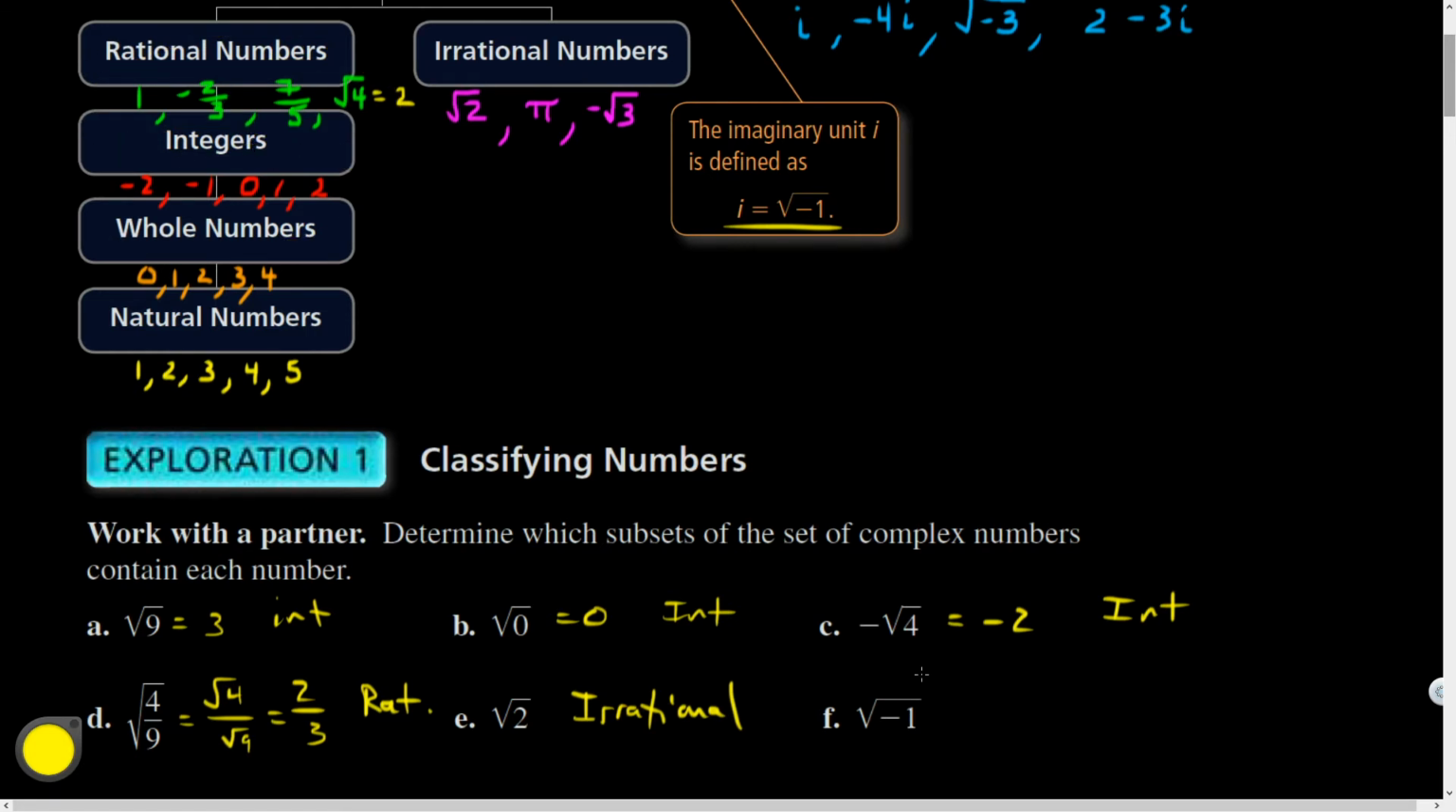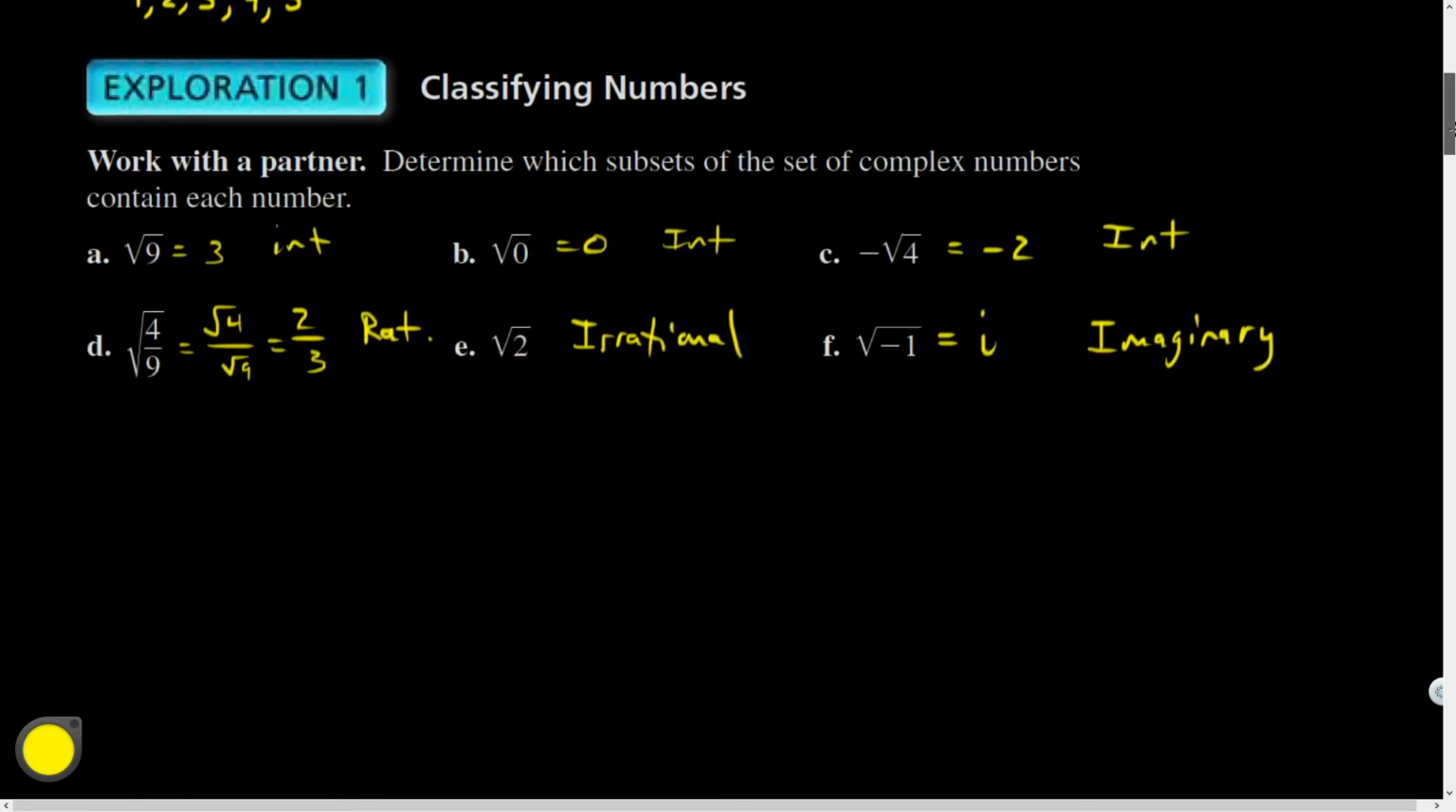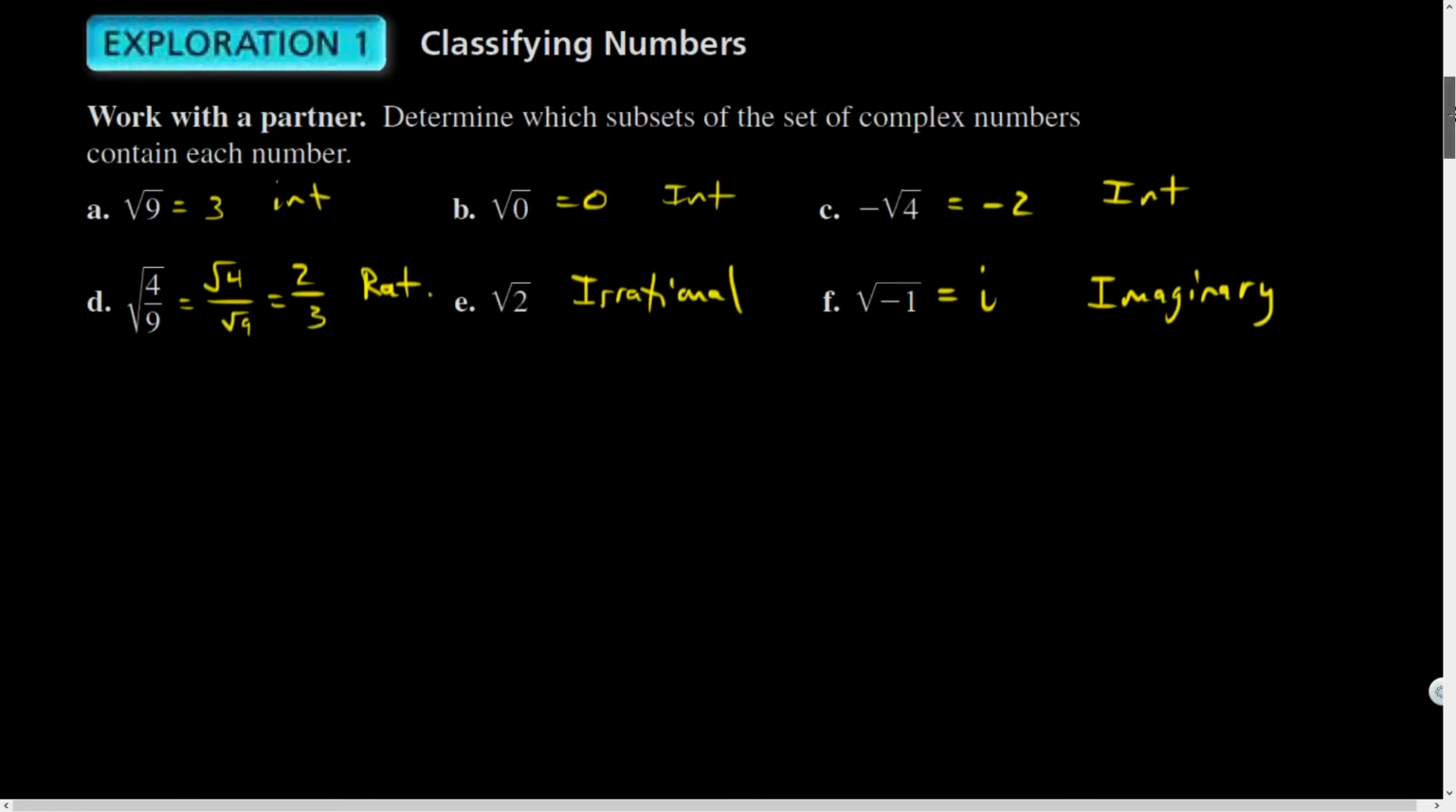And then the square root of -1 we are going to be calling i, and it is one of the imaginary numbers. So it's from the imaginary numbers set. Imagination. There we are, there we are.